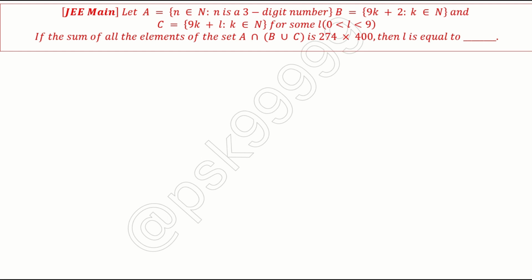Set A is defined as n belongs to natural numbers and n is a 3-digit number, which means n is from 101 to 999. This is a finite set. B is equal to 9k plus 2, where k belongs to natural numbers.